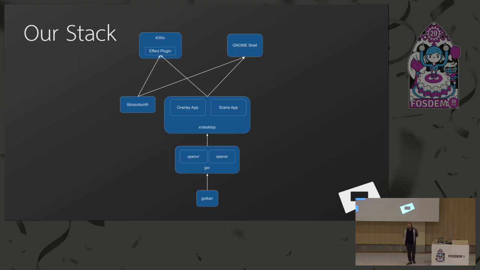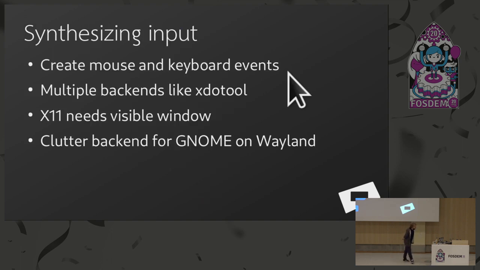LibInputSynth is the library where we do button presses, mouse clicks and mouse position manipulation. We have several backends for that, for example XDO on X11, and there's also stuff for Wayland in there. This is how we basically interface with the window manager. On KWin for KDE, there is a plugin that can be loaded, which is quite convenient since we don't need to fork KWin. On GNOME Shell, the situation is different. We need to fork GNOME Shell to interface with it. But this will hopefully change in the near future when I do my upstream work.